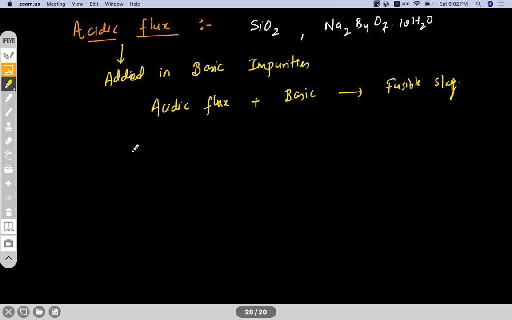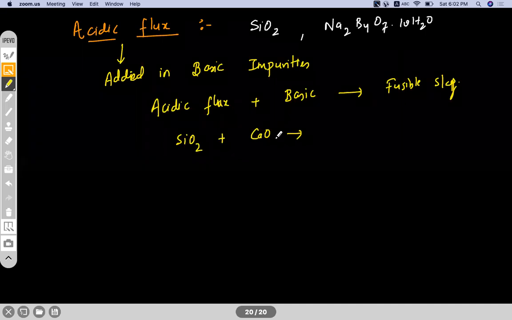Okay, look at this reaction, SiO2 plus CaO. See, Venkat, we're using borax here since it has the ability to remove most of the metallic oxides. So one logic we have is that acidic flux is used against the basic impurities, but it is based on the reaction that we have. Based on what impurities are present, we choose the flux here, right? So Na2B4O7 also serves as a flux for most of the metallic oxides. That's why we have it over here.